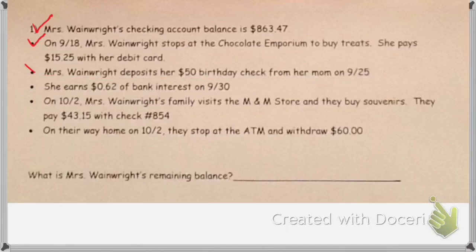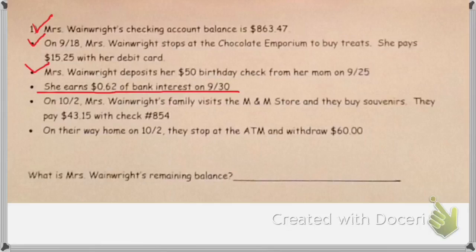Okay, so I finished with this one, so I will check it off to know that I am done with it, and I move on to my next line that says, she earns 62 cents of bank interest on 9/30. Remember, when you keep money in a bank account, you gain some interest. Not a lot, sadly, but some. So let's see how I fill this into my register.